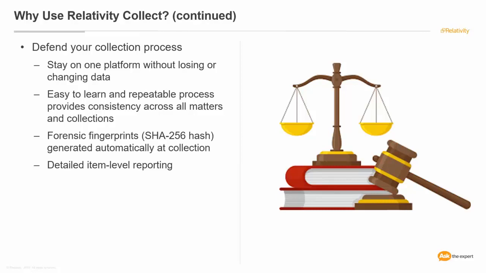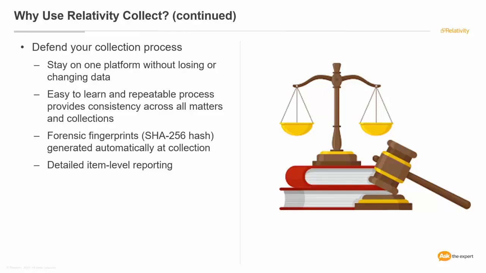Also, part of Relativity Collect is we do generate a SHA-256 hash of every file collected. Basically, that's really like an electronic fingerprint of the file, and it can be used downstream. If you've provided copies of collections to other parties and folks want some guarantee that what they've received matches the original collection, these fingerprints allow us to do that. We can hash any other files, compare the values, and make sure that they match.